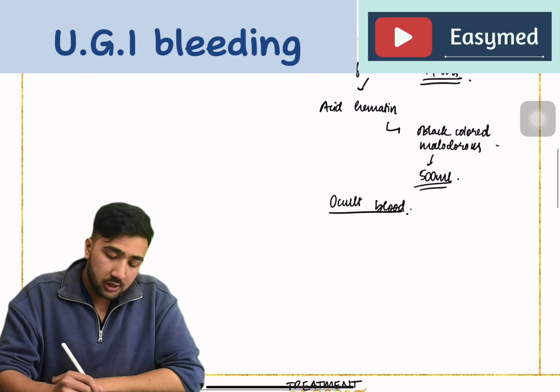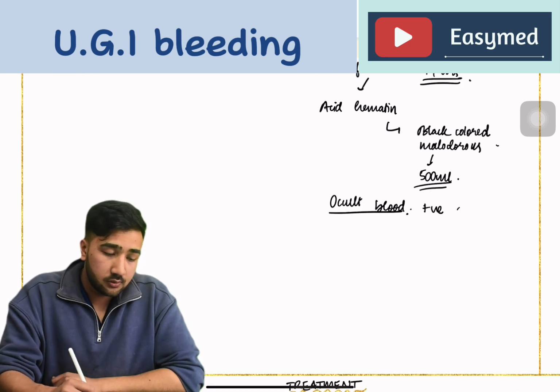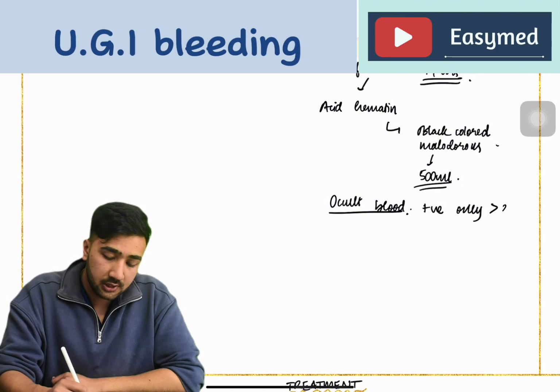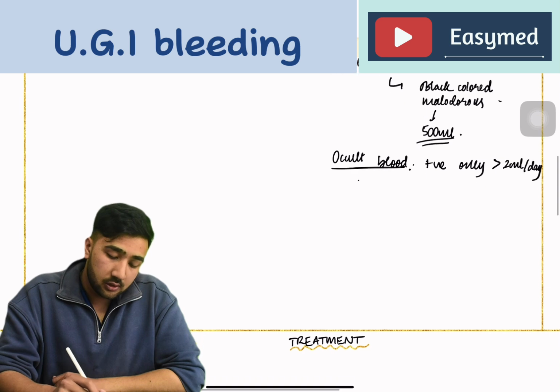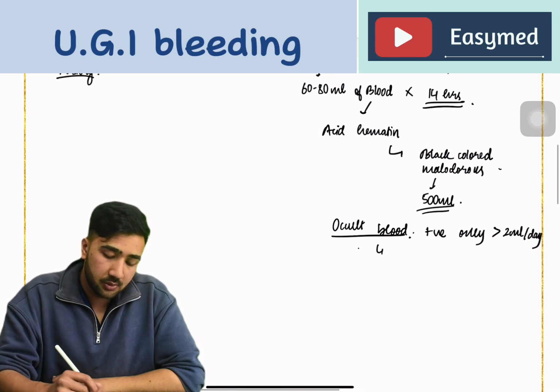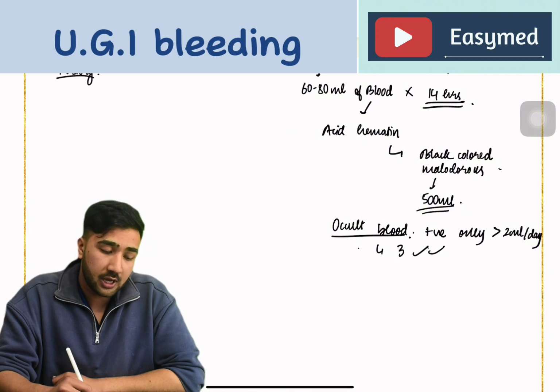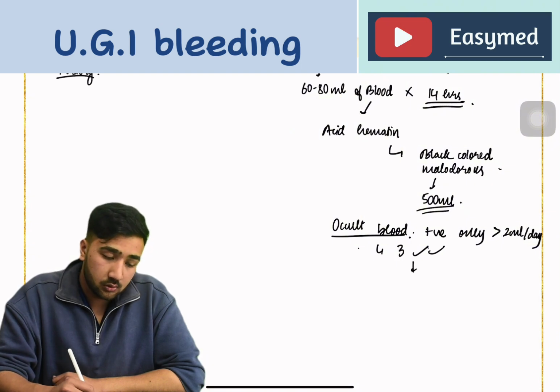Occult blood is positive only if there is at least 2 ml of blood loss per day, also known as the Guaiac test. For this test, it is usually recommended that we take 3 consecutive days of a meat-free, high-fiber diet with low vitamin C and no NSAIDs.